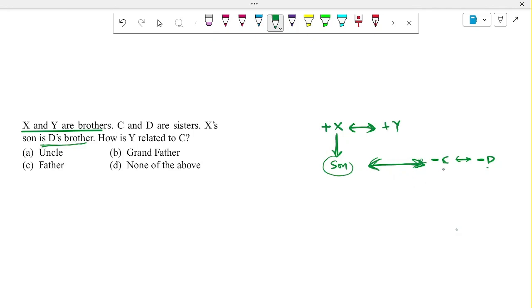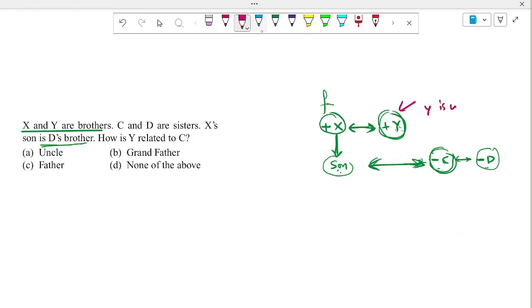Then how is C related to Y? Means you need to find the relationship between these. And if you look at this clearly, since he is father of this son, and this son is having a sister, okay, and this sister is having another sister, how this sister is related to this Y? So as you said, the answer is uncle.